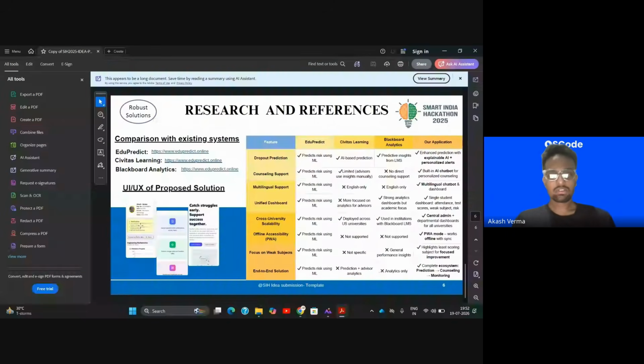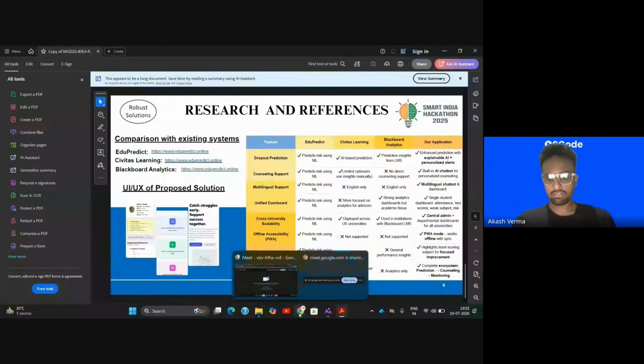Now, this was the presentation which we used in the internal round of our college. When you are submitting your presentation for the further rounds, you can attach a prototype link or the GitHub link of your project. This gives you an extra edge over the other teams as well. So this was our entire presentation of how we created it.